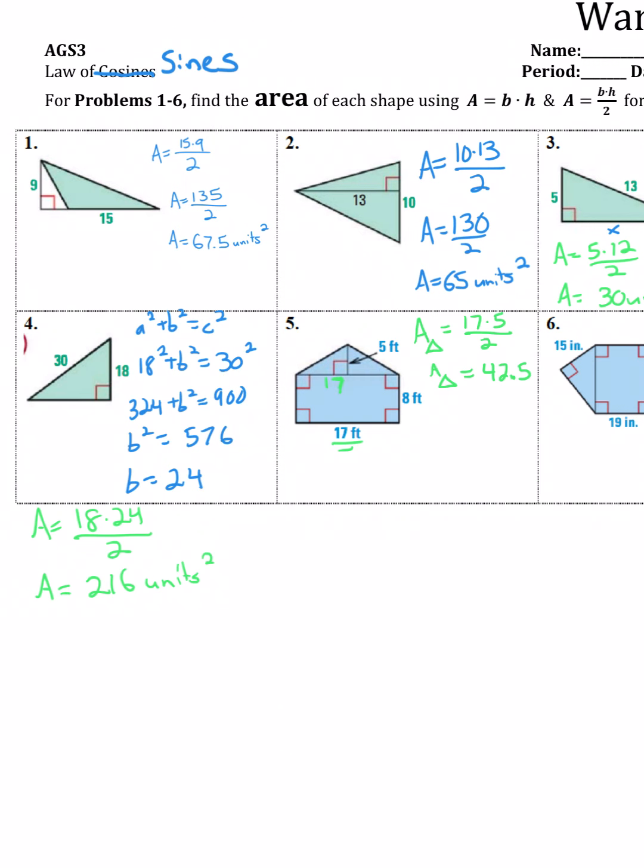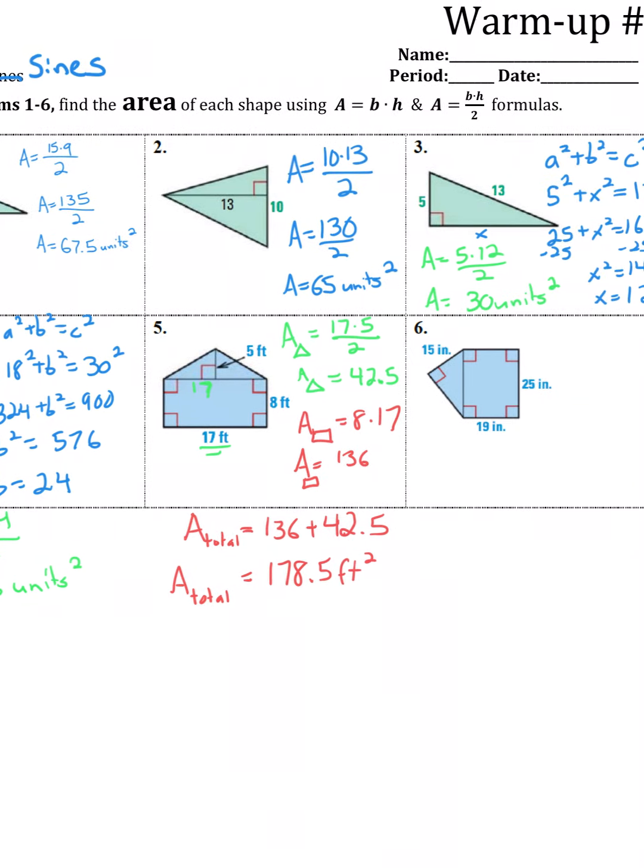Then I'm going to find the area of the rectangle. We'll do that in a different color here. And we'll say area of the rectangle, that's just base times height, 8 times 17. And 8 times 17 equals 136. So I've got 42.5 feet squared, 136 feet squared. So I do 136 plus 42.5. And I get my final answer, 178.5 feet squared. That would be my total area.